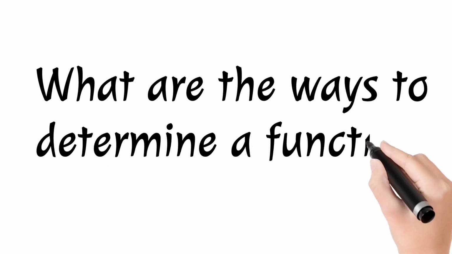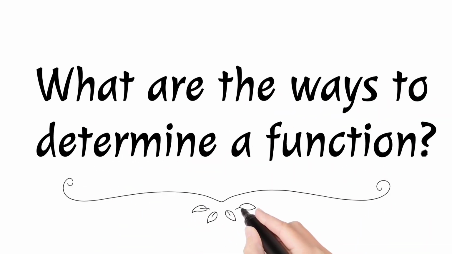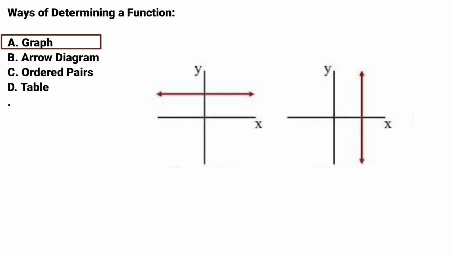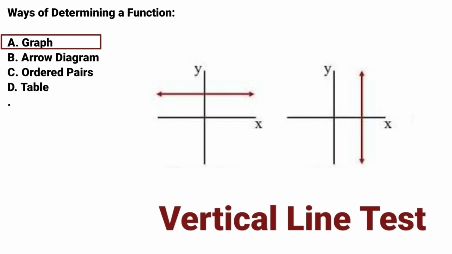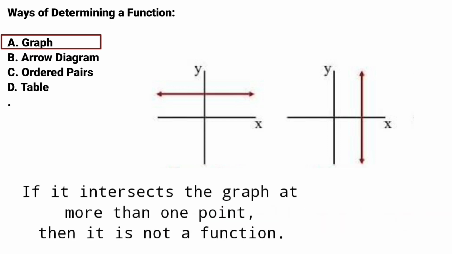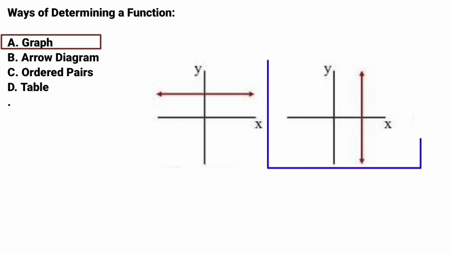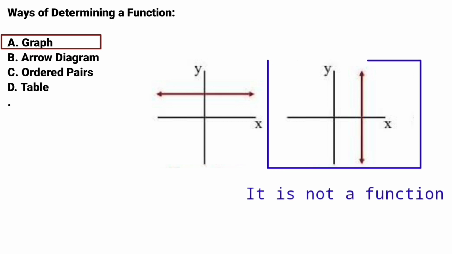Ngayon, upang mas maunawaan natin kung ano nga ba ang function, identify the ways to determine a function. First, graph. Kapag given tayo ng graph, paano natin ma-identify kung anong function at hindi? Gagamit lamang tayo ng vertical line test. If it intersects the graph at more than one point, then it is not a function. Subukan natin. Ito ay function dahil nung gumamit tayo ng vertical line test, sa isang point lamang nag-touch. Samantalang ang graph na ito, nung ginamitan natin ng vertical line test, nakikita natin maraming points actually ang na-touch ng ating line, and that's why it is not a function.